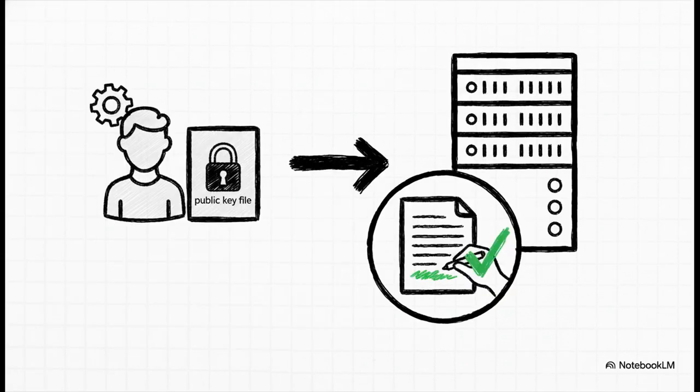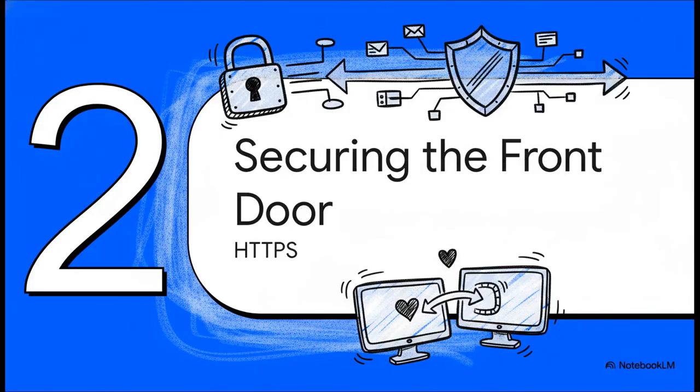So how does the server know to trust you? It's actually dead simple. An administrator just takes the contents of your public key, that id_rsa.pub file, and pastes it as a new line in a special file on the server called authorized_keys. That's it. You're now on the server's VIP list, and you can log in securely without ever needing a password. Okay, perfect. Our internal house is in order.